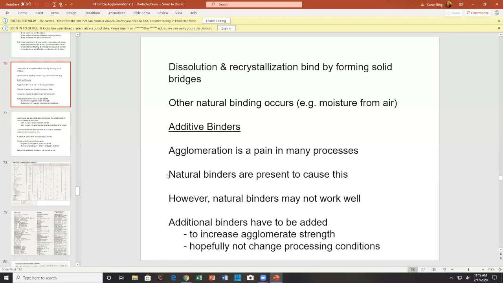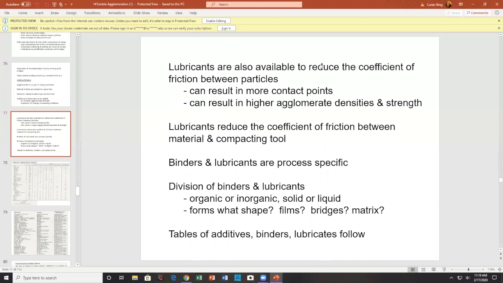Natural binders are present. Natural binders may not work well. The most common natural binder is water. Okay. Additional binders have to be added. This increases agglomerate strength, hopefully, and does not change the processing conditions. Lubricants are also available to reduce the friction between particles.